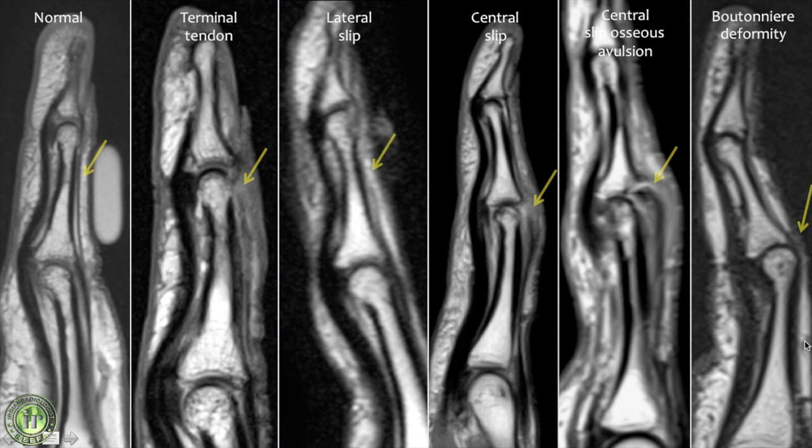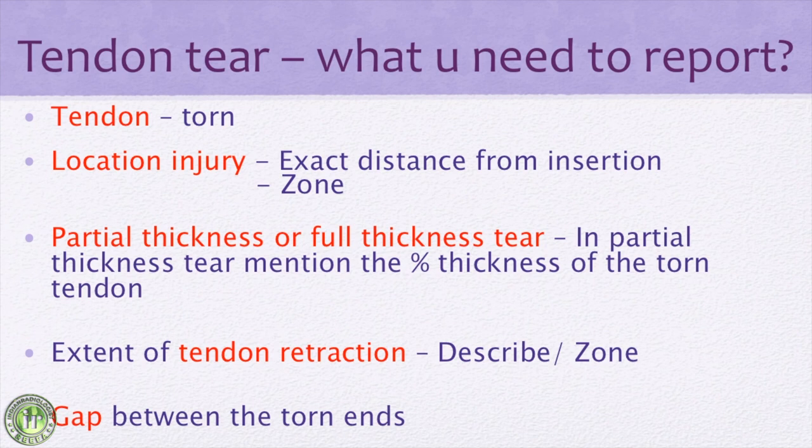You can also have osseous avulsions happening at the distal attachment, which again will be better seen on a radiograph or a CT. Now, the checklist that you need to use when you're reporting such cases. So which tendon is torn? What exactly is the site of injury? You can either give the exact distance from the insertion, but more important is to mention the zone in which the injury has occurred.